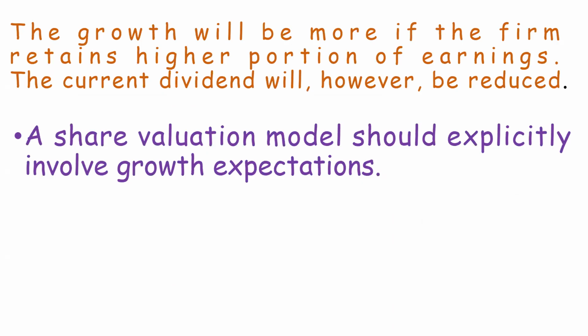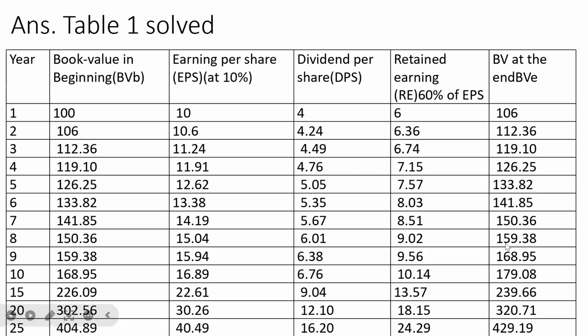Okay, so what you observe from this is that the growth will be more if the firm retains a higher proportion of earnings. The current dividend will, however, be reduced. You can see the earning per share is going on increasing because the company has retained 60% of the profit. The book value is going on increasing, and earning per share is going on increasing.